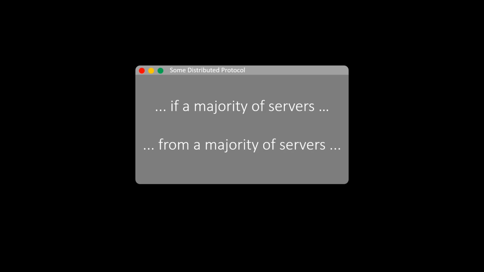In this video, we discuss quorum systems. Before we explain what quorum systems are, first a little observation. If you study distributed protocols, you will often observe lines of pseudocode like these. If a majority of servers does something, then something happens. These two lines are taken from the classic Paxos protocol, but they appear in many other protocols.